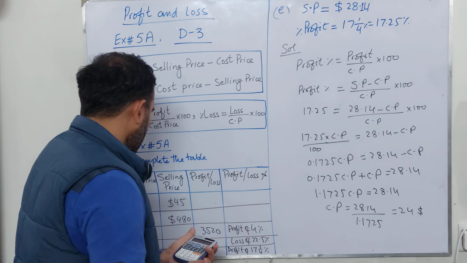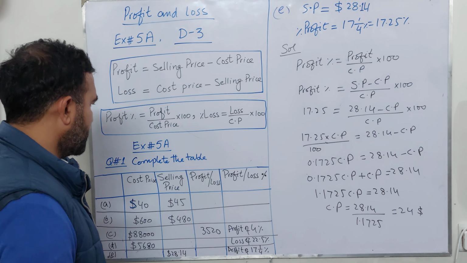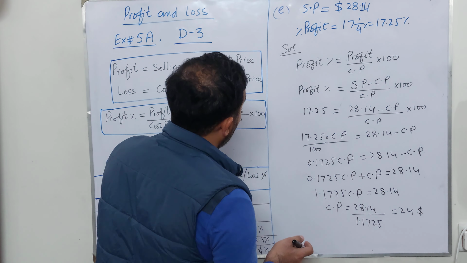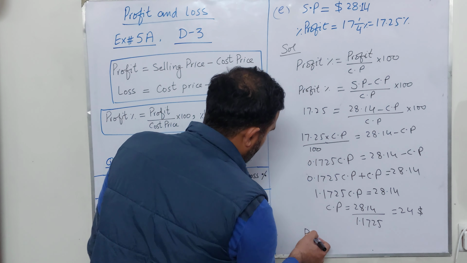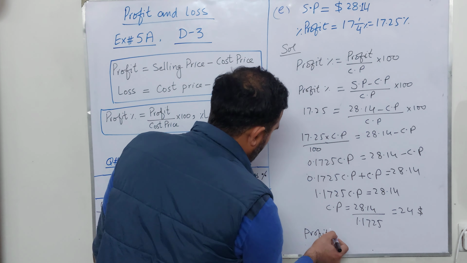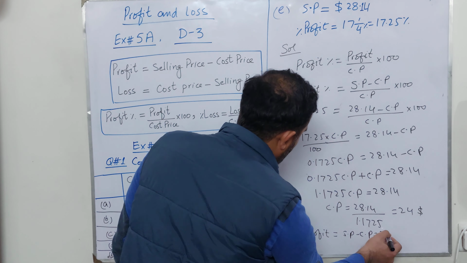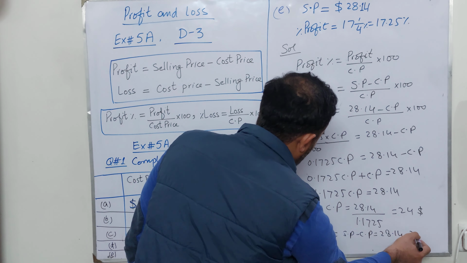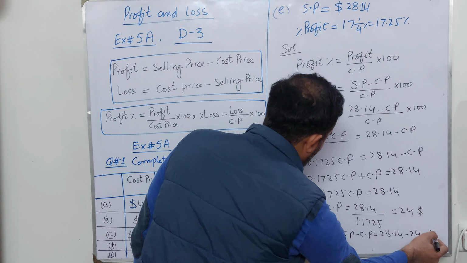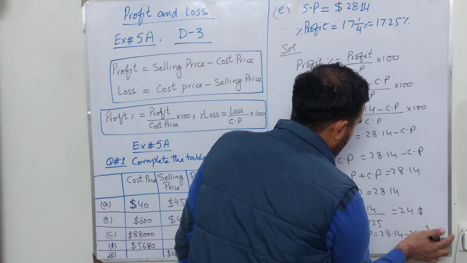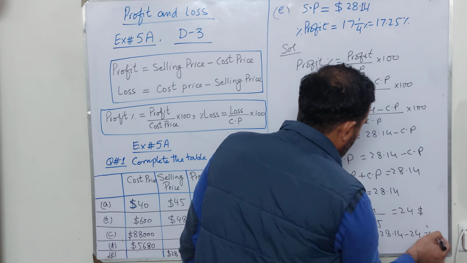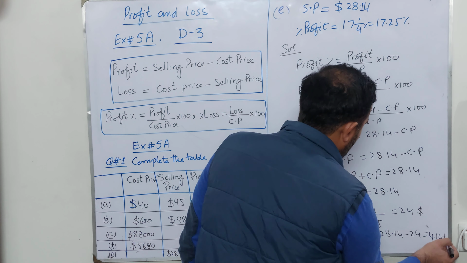Okay, and what else do we have to find over here? So we found cost price, and now we can find the profit as well. So profit is equal to selling price minus cost price, and selling price is 28.14 and cost price is 24, so it will be 4.14. So $4.14, right? So that is our result.